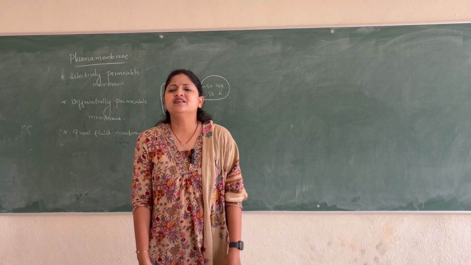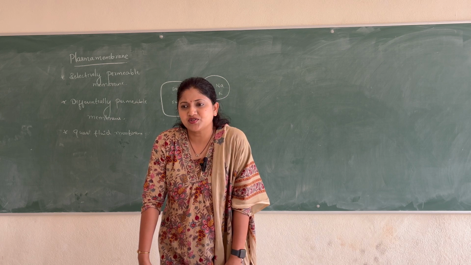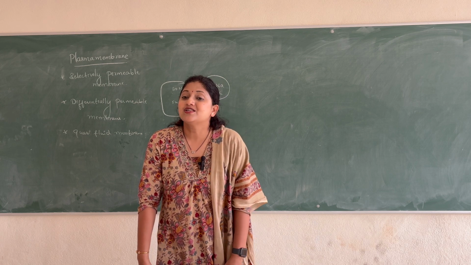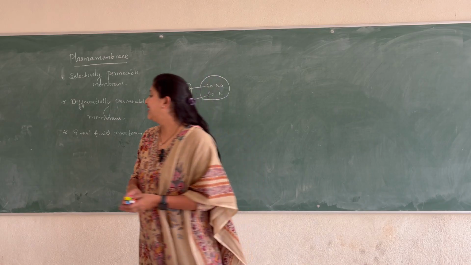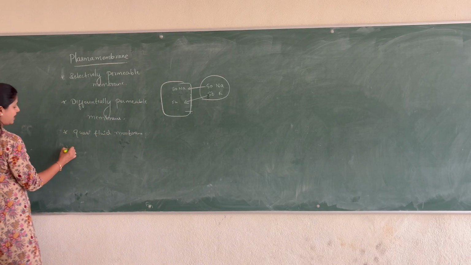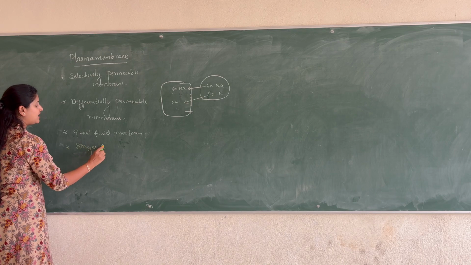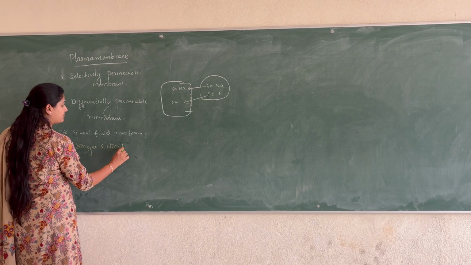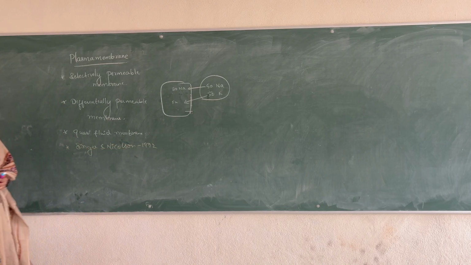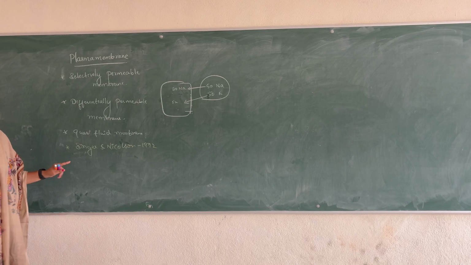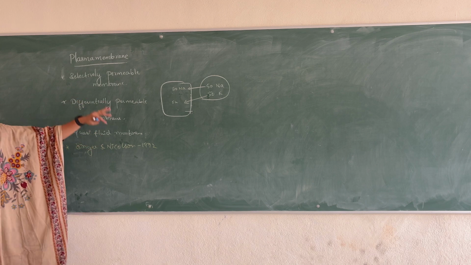There were many theories proposed to explain the structure of the plasma membrane. But out of all the theories, one theory was widely accepted, which was given by Singer and Nicholson in 1972. They proposed the quasi-fluid plasma membrane.